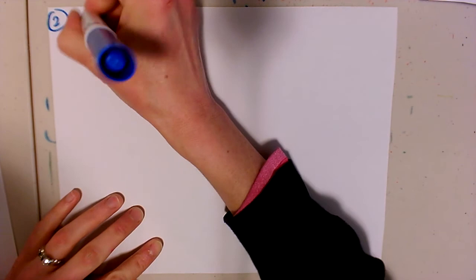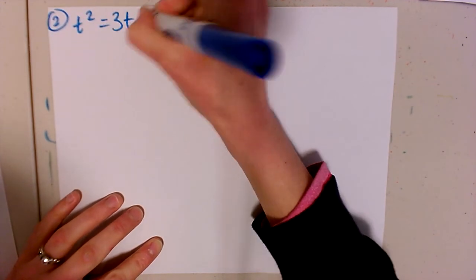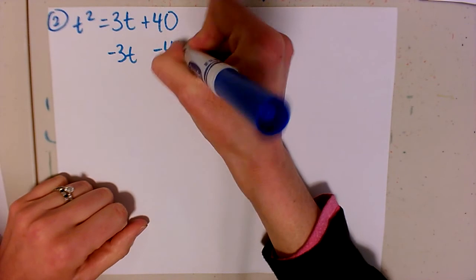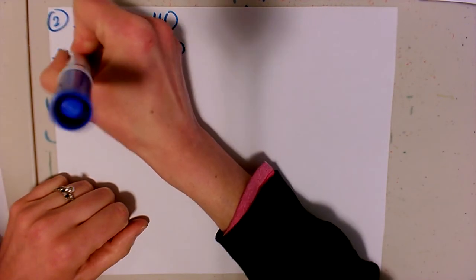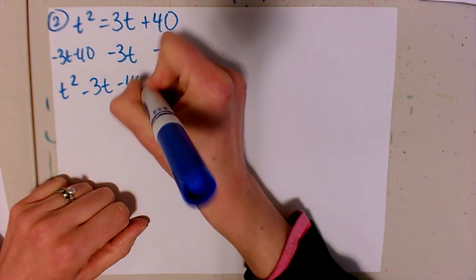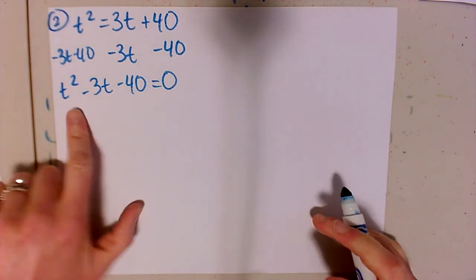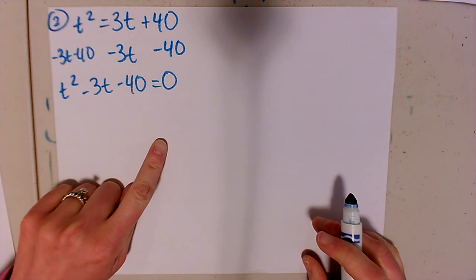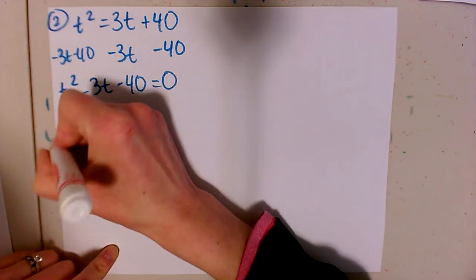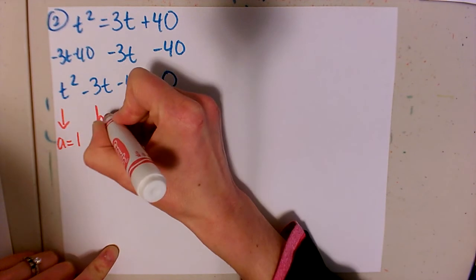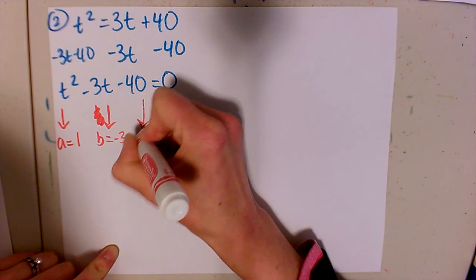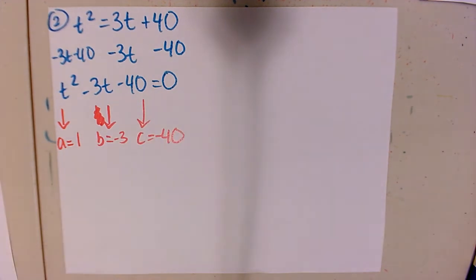So for number 2, t squared is 3t plus 40. So I'm going to subtract 3t, subtract 40. So then I have t squared minus 3t minus 40 is 0. Okay, so I've got everything set equal to 0. My exponents are going downhill, so I'm in good shape. So from this, I can see that my a term is 1, my b term is negative 3, and my c term is negative 40.